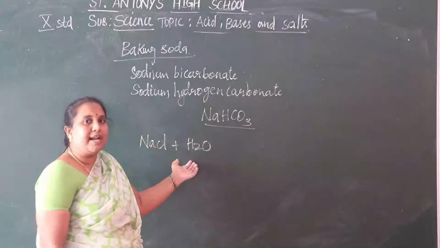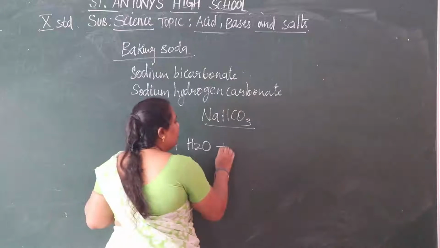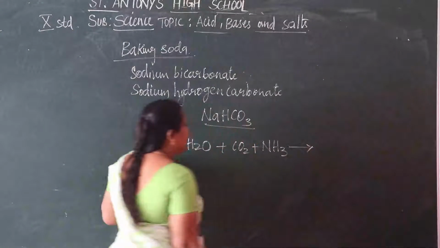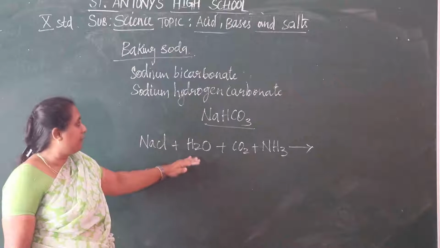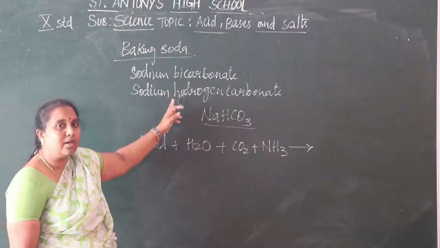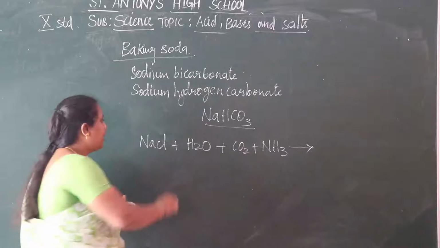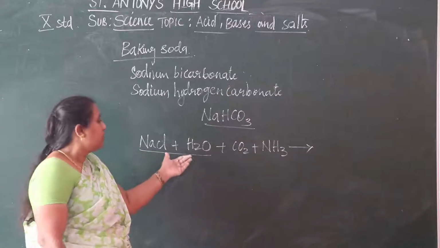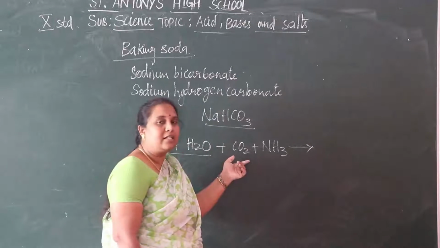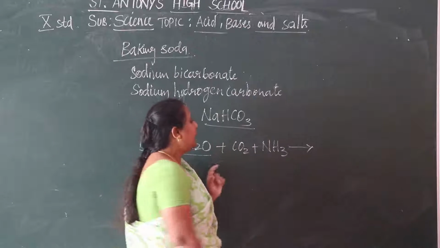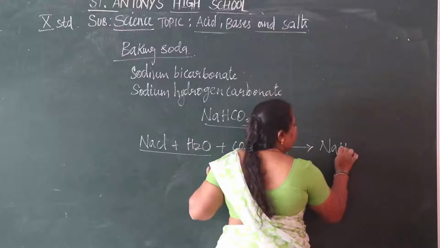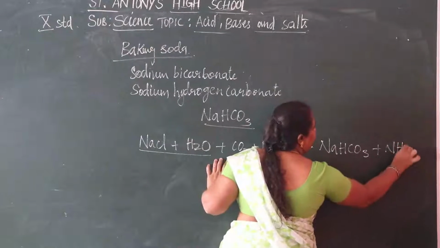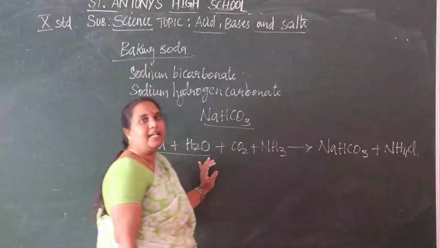So with this brine solution, it reacts with carbon dioxide plus ammonia, NH3. These are the reactants here. What are the reactants in the reaction for preparing baking soda? The brine solution. What is the brine solution? NaCl plus H2O is the brine solution. With that it reacts with carbon dioxide and ammonia, and we get NaHCO3 plus ammonium chloride, NH4Cl.